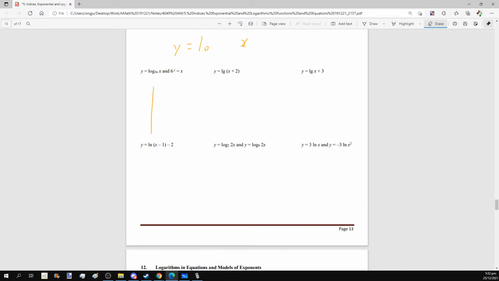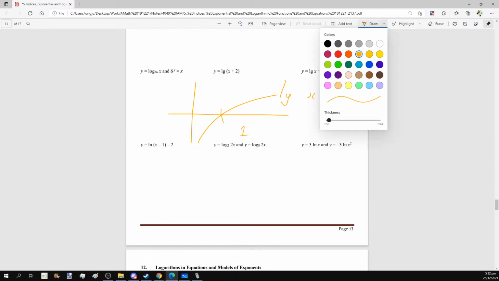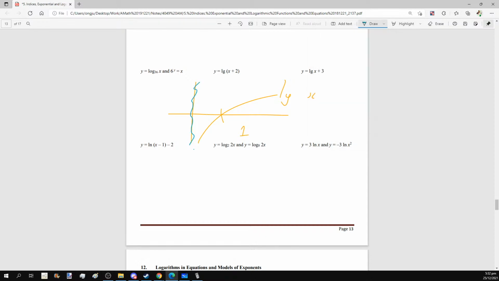Now the next few problems are extremely advanced. Let us look at them and think about what happens. We have y equals lg(x plus 2). Now typically, this will be lg x. It cuts at 1. It has a forbidden line at x equals 0. The reason x equals 0 is forbidden is because lg 0 is a math error. And the reason why the x-intercept is at 1 is because lg 1 equals 0.